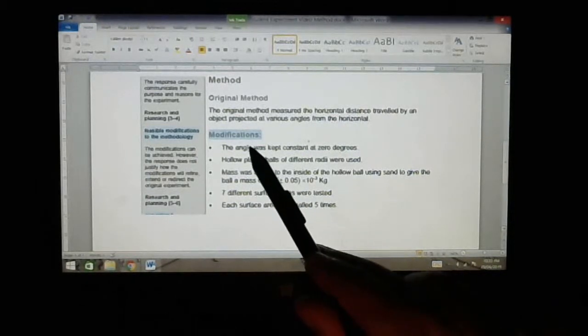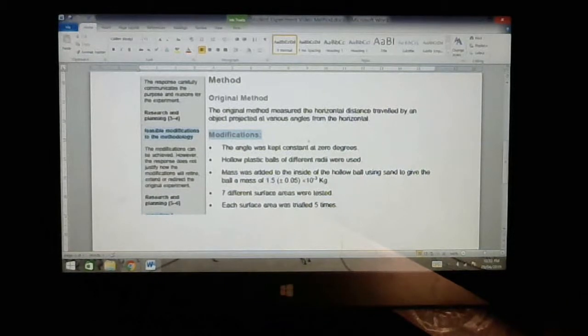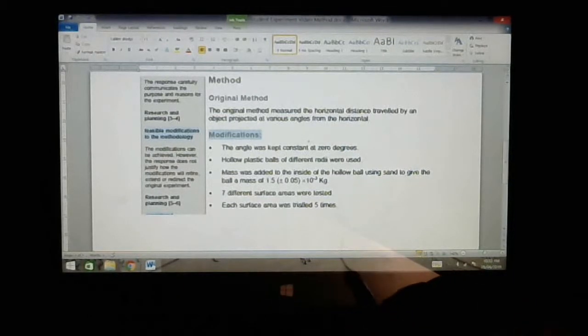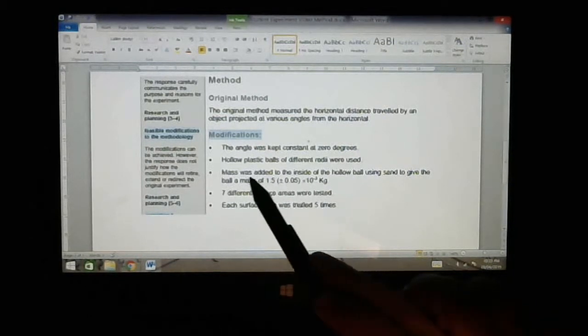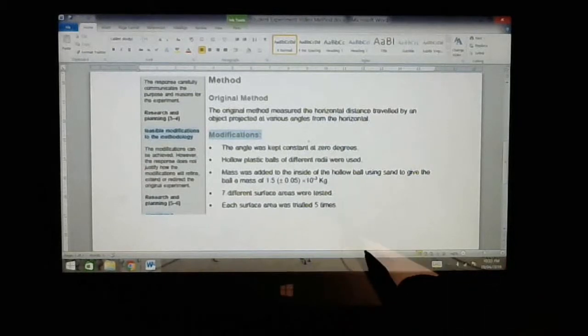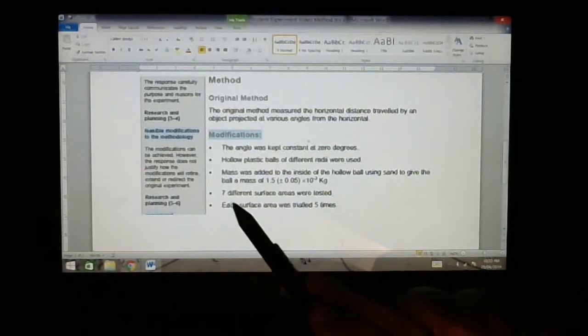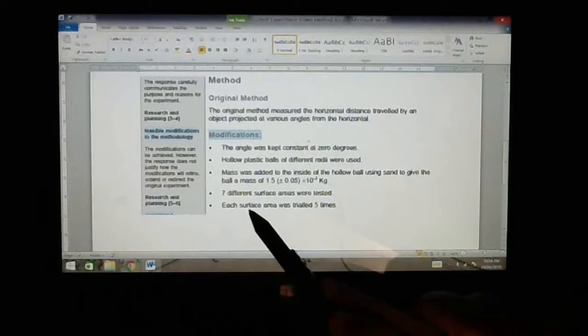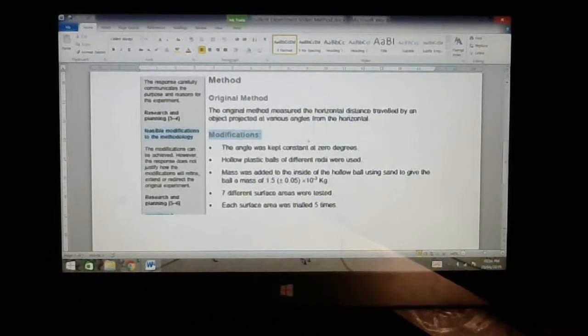The thing that is relevant here is this heading modifications though. So you can see here that they've told the original method measured the horizontal distance travelled by an object projected at various angles to the horizon. Basically, we shot a ball into the air at different angles. Now, they've got here some modifications. They're saying, alright, well, for this one, we're going to keep it constant at 0 degrees. We're going to do hollow plastic balls of different radii. Mass was added, 7 different surface areas were tested, and each surface area was trialled 5 times.